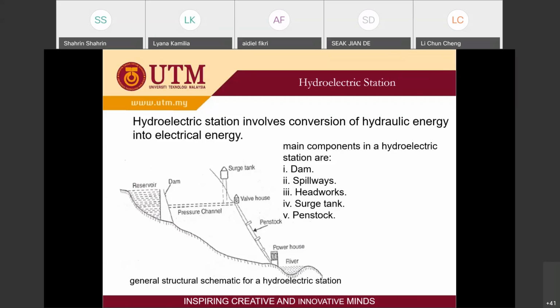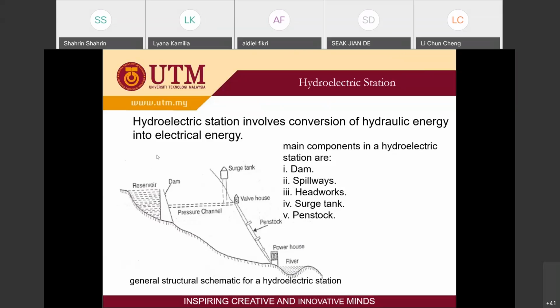But that one will be your assignment actually. So I will explain later. Okay, so without further ado, we go on to the hydroelectric station.